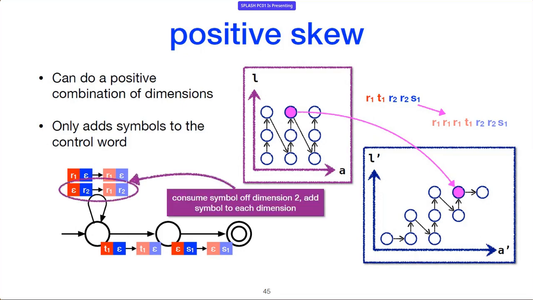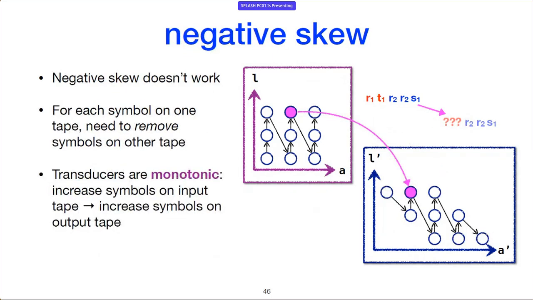Essentially I'm consuming a symbol off dimension 2, and I'm just adding an output symbol to each dimension. It does exactly this transformation. But what if I want to go the other way? If I want to tilt backwards, I don't even know what that pink symbol should be, because I've got to somehow represent a negative number using symbols. Remember that number used to be -1. What does that even look like?